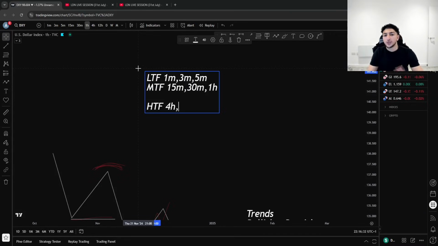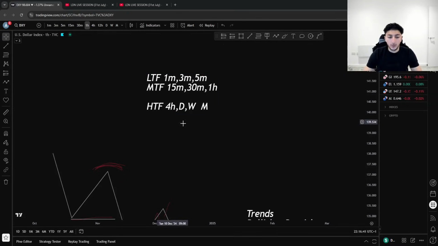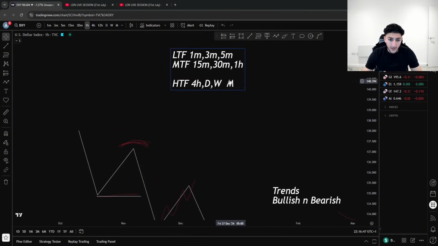4 hour is a bit more intraday, but still I would consider it a higher time frame. You've got your daily and you've got your weekly, and you've also got your monthly as well, which is a very big time frame, but still sometimes it is needed for big outlooks, right? So those are the time frames.